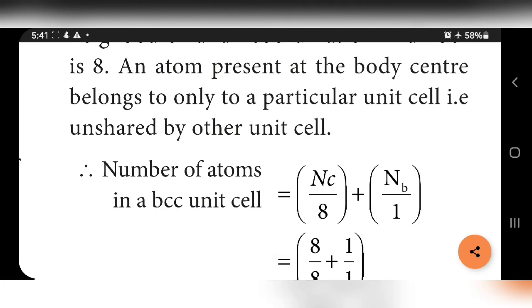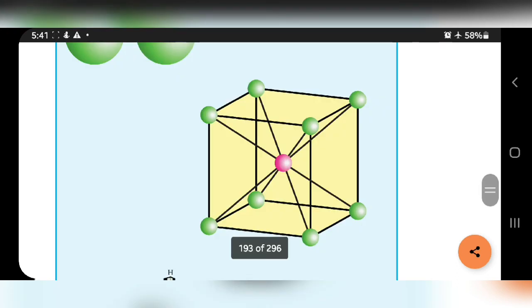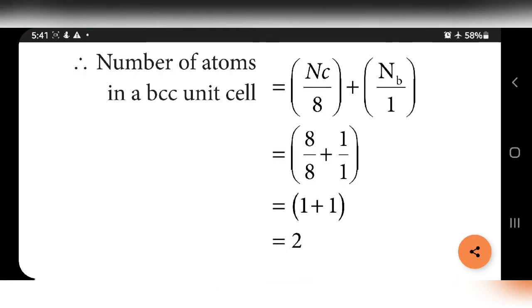The atom present at the body center belongs to the particular unit cell, that is, it is unshared by other unit cells. The body center atom is present in one unit cell only. It is not shared by any other unit cell.